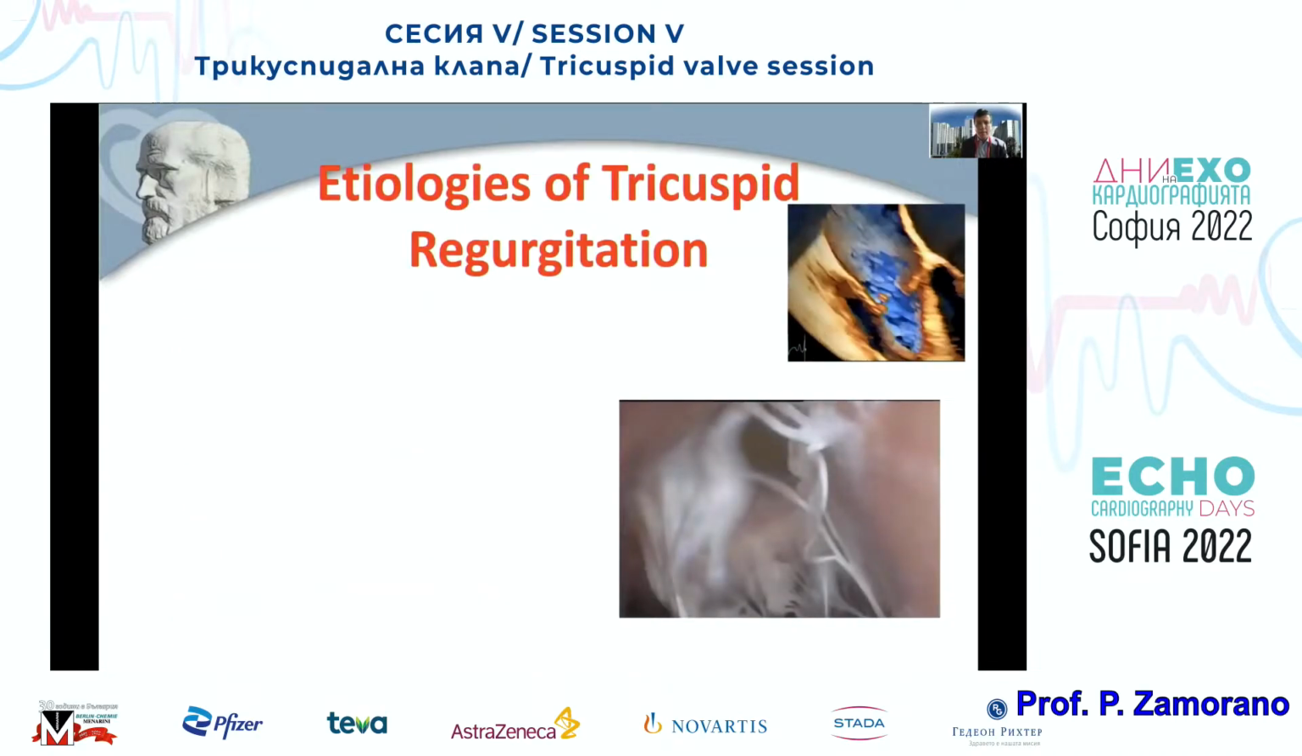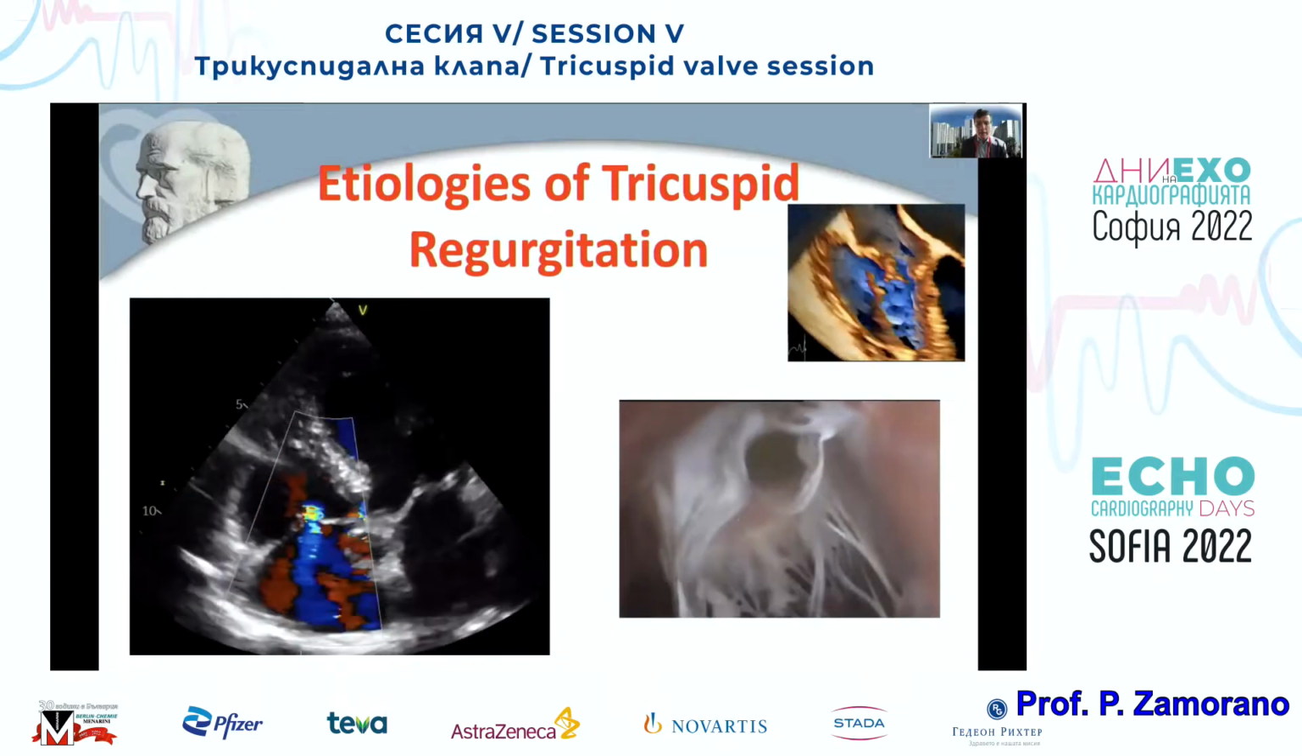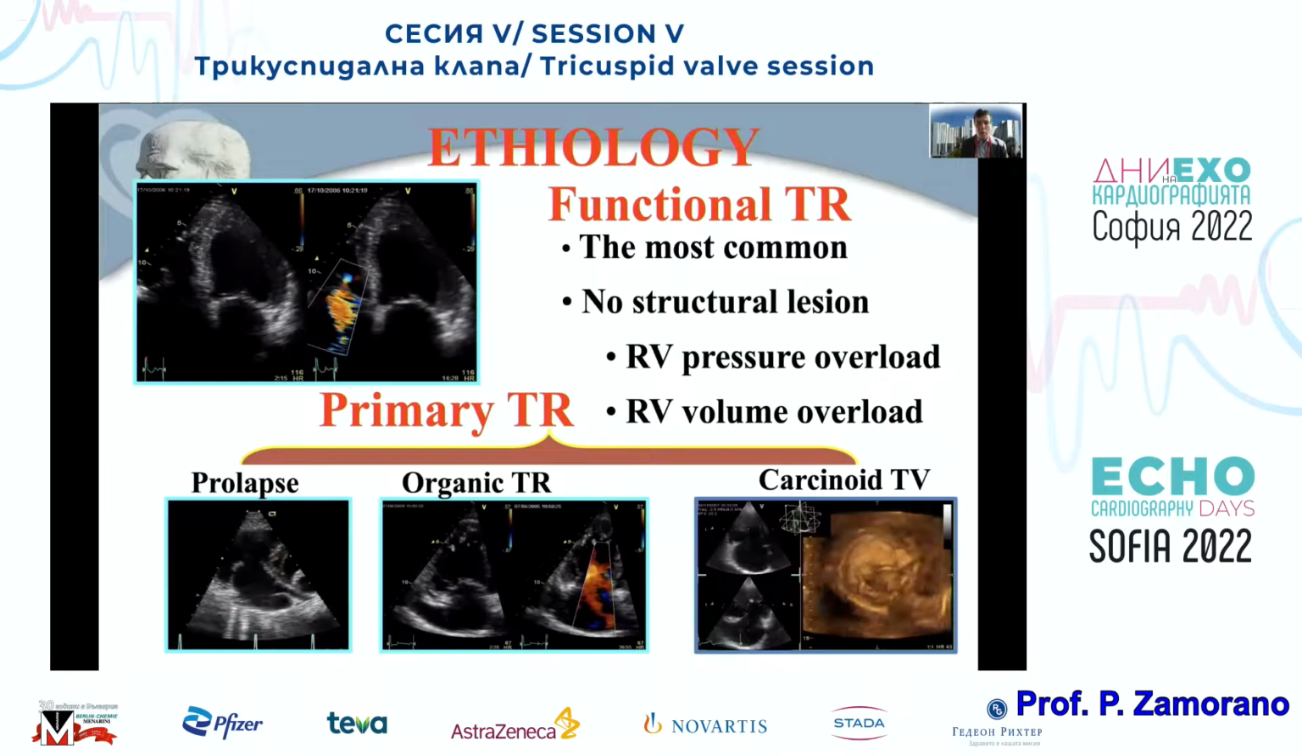Let us move to the etiology of the TR. Well, we talked in the past about functional and primary TR. Functional is the most common, with no structural lesion. And primary, we can see a prolapse, we can see an organic TR, or we can see a carcinoid.